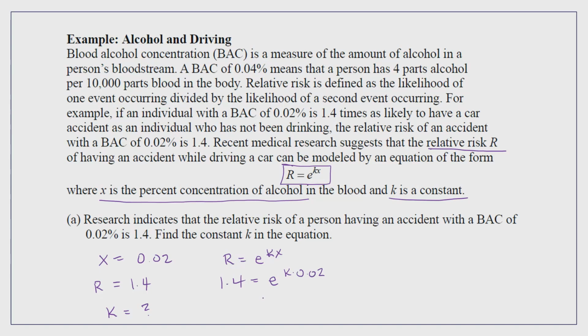Okay. So to find k, we can rewrite this as a logarithmic statement. So we'll have 0.02k equals the natural log of 1.4. Okay. So solving for k, we'll divide both sides by 0.02 and then enter that in our calculator. And let's do that together.